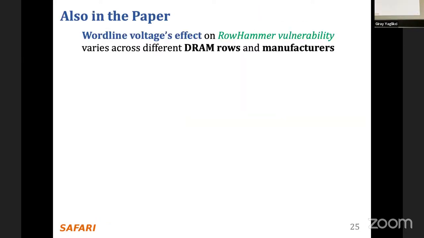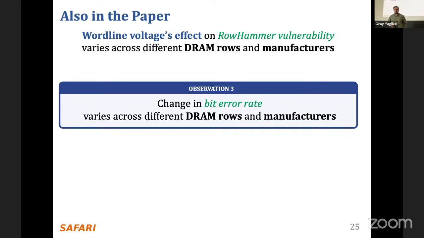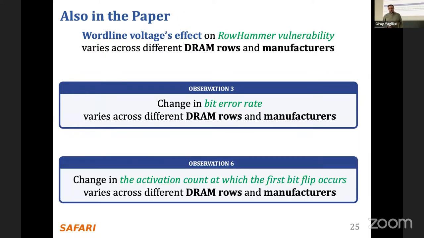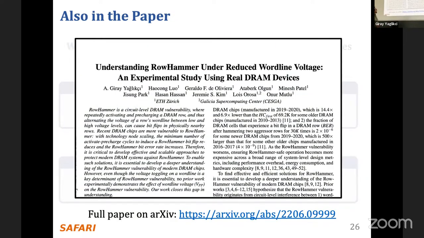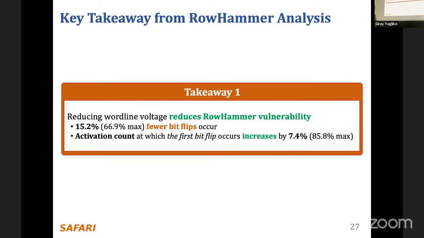We have more analyses in the paper. I will not cover everything. We look at the Wordline voltage effect on RowHammer vulnerability. We do some statistical analysis and look at the variation across different DRAM rows and manufacturers. And we observe that the change in bit error rate varies a lot across rows and manufacturers. Similarly, the activation count to induce the first bit flip also varies a lot across rows and manufacturers. So this is in the full paper. You can check it for more details.